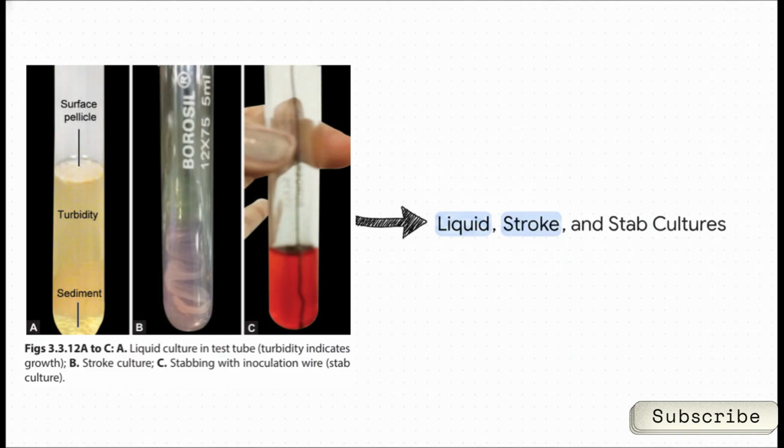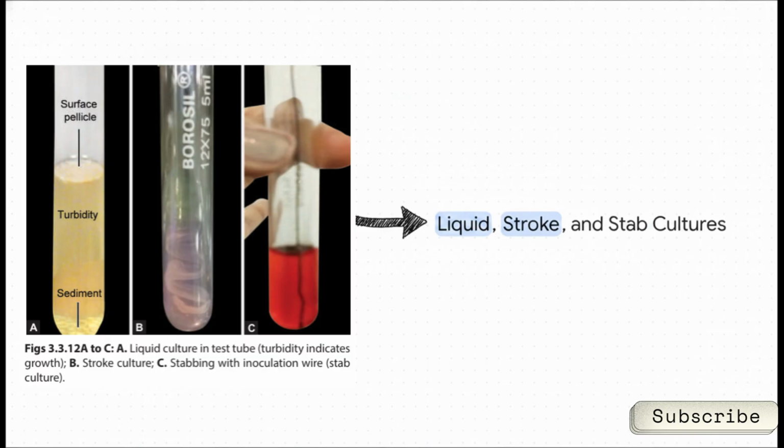Let's make sure your practical identification skills are rock solid. You need to be prepared to identify these two methods on site. When a liquid culture grows, you're going to see turbidity or cloudiness. A stroke culture is streaked in a zigzag fashion on an agar slant, which is perfect for biochemical tests.